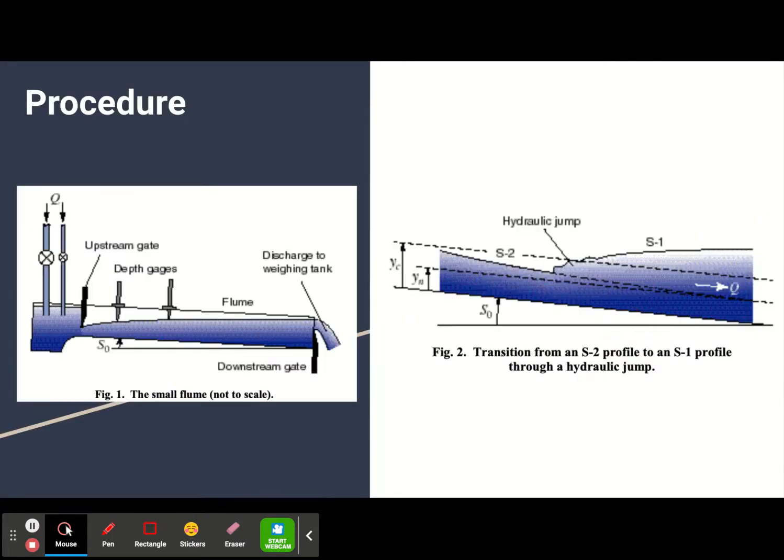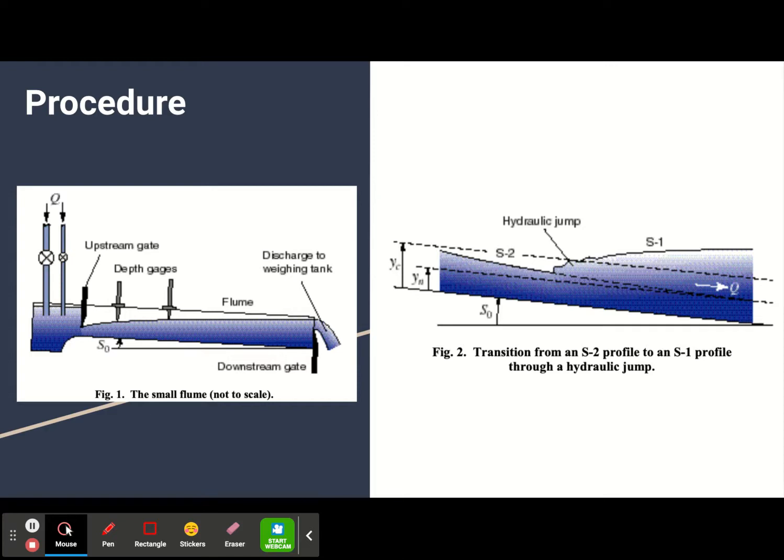So first, the procedure. First, the bed slope was measured by closing the downstream gate and filling the channel as full as possible without flooding the system. The depth was measured at 6 evenly spaced points, and the slope was calculated using the data obtained.